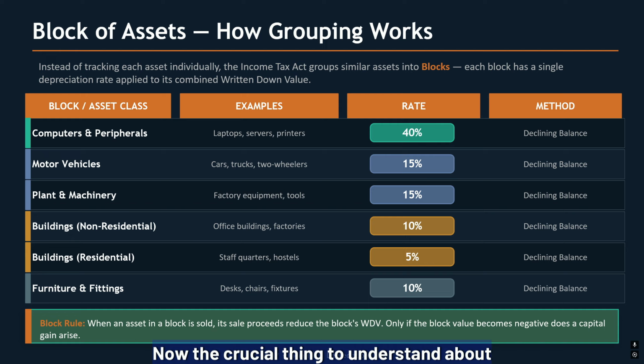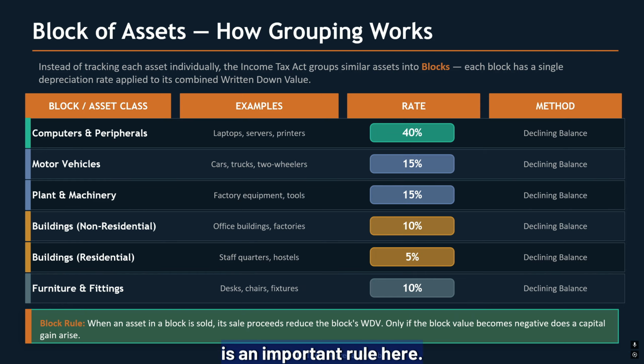Now the crucial thing to understand about these blocks is how addition and disposal work. When you buy a new computer during the financial year, its cost is added to the computer block. When you sell an old computer, the sale proceeds are subtracted from the written down value of that block. The depreciation is then calculated on the block's closing balance.